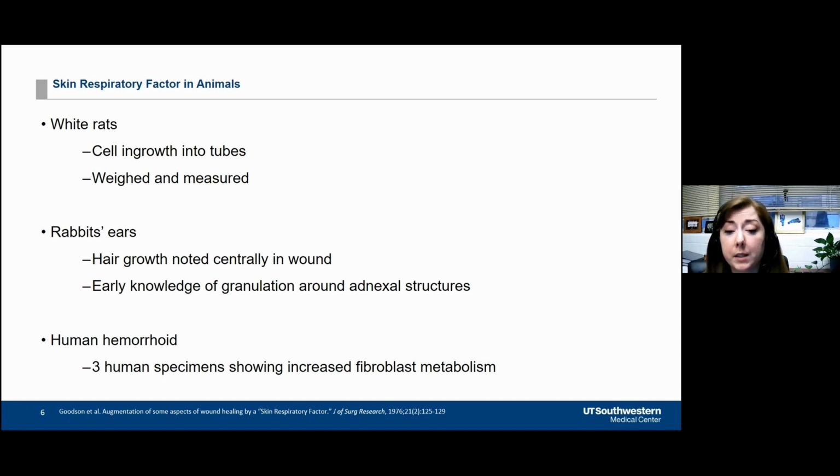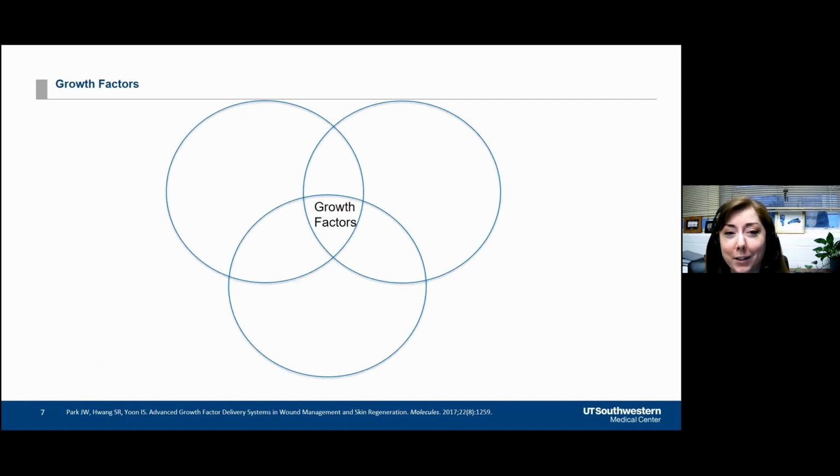The 3 human specimens were basically treated with this topical, and then specimens were excised surgically, defatted, and then looked at under a microscope for pathology. And sure enough, when they did all the work, they were showing that there was increased fibroblast metabolism and oxygen. So go figure. Where does that leave us, though?